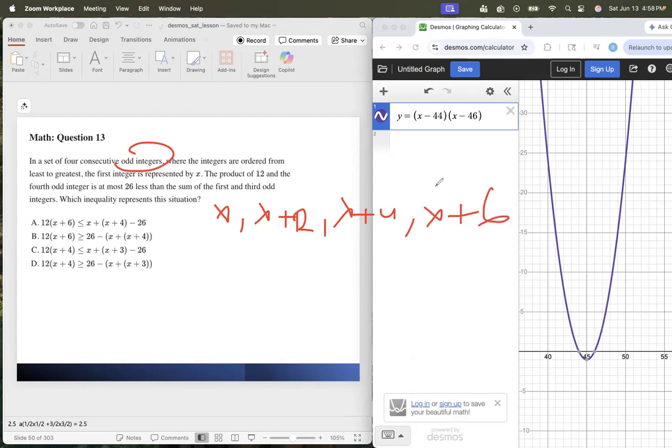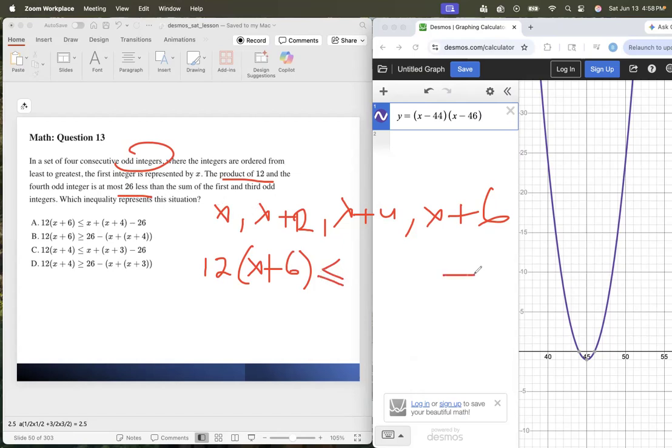It's the same thing. And they're saying the product of 12 and the fourth integer. So the product of 12 and the fourth, 1, 2, 3, 4, is x plus 6. Right, that's the first portion. It is at most. That means it cannot be more than. Therefore, it has to be less than or equal to.